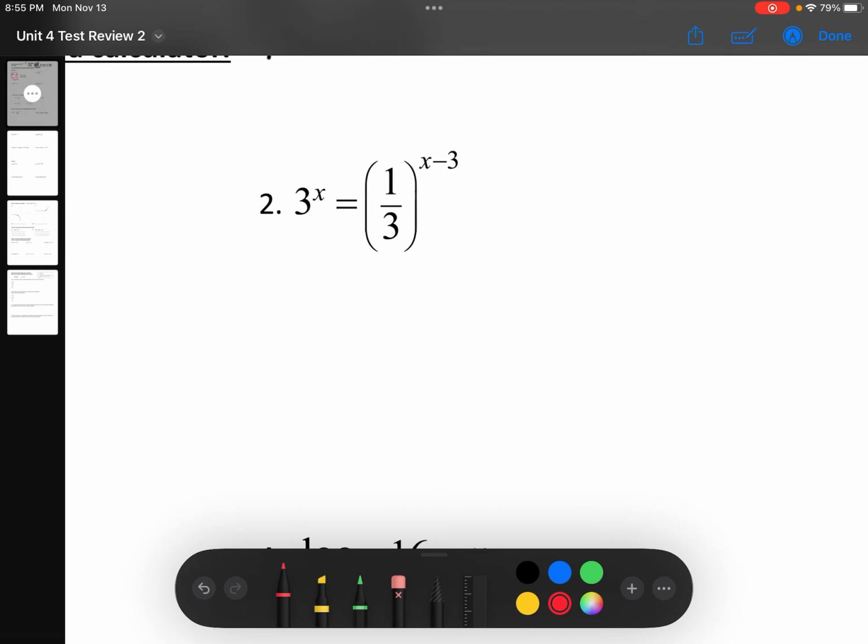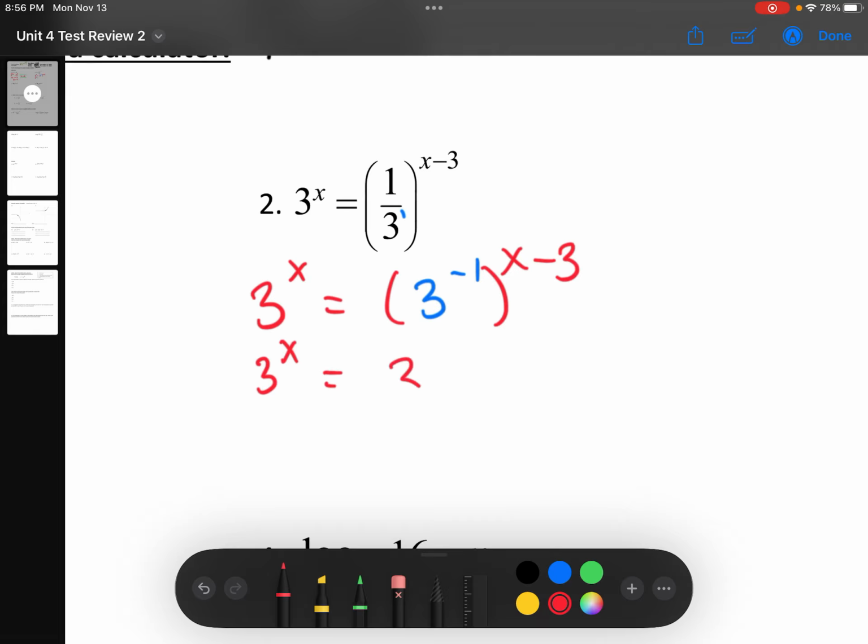Let's go to number 2. Again, we want the same base. Both 3 and 1/3 can be written as powers of 3. So we'll leave 3 to the x alone. We'll take that 1/3. It's still to the x minus 3 power, but 1 over 3 to the first can be written as 3 to the negative 1. And now the bases are the same.